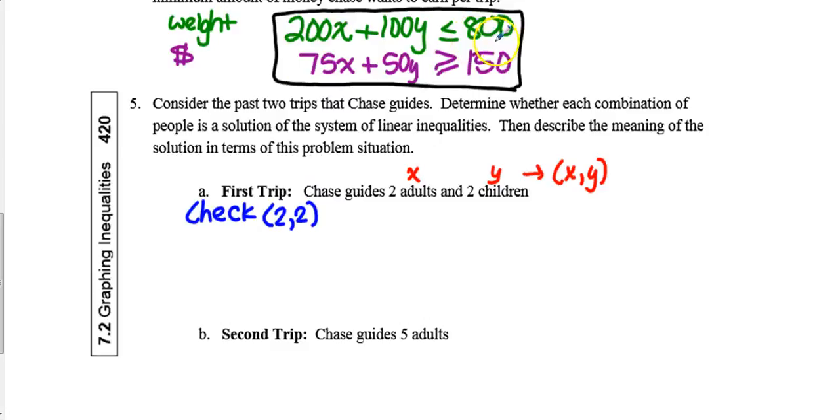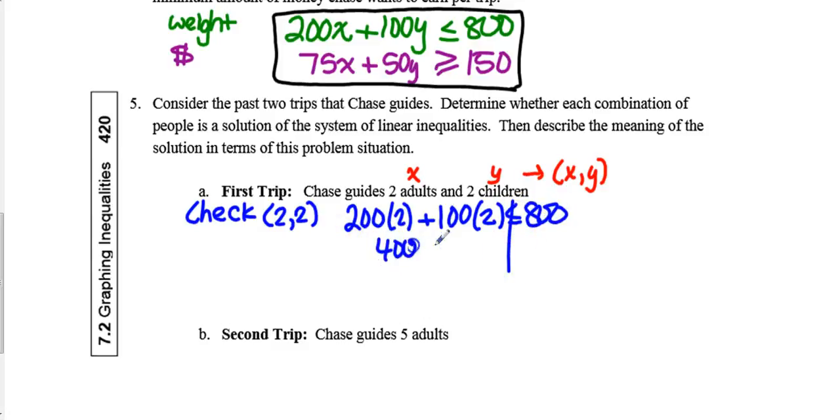So using this as a guide, I'll use this first equation. So it's going to be 200 times 2 plus 100 times 2 less than or equal to 800. Let's see if this comes out true or false. Well, 200 times 2 is 400. 100 times 2 is 200. Less than or equal to 800. 400 plus 200, 600. Is 600 less than or equal to 800?